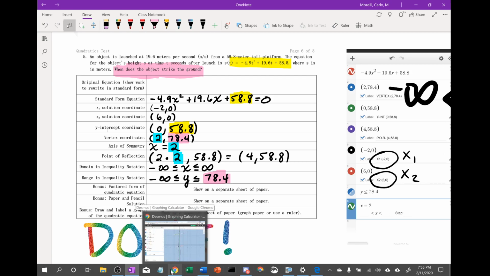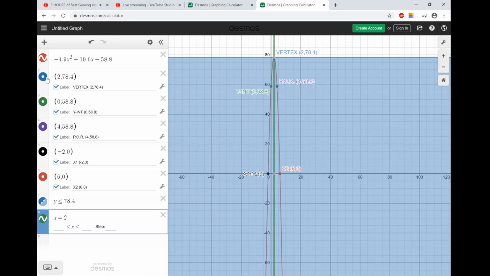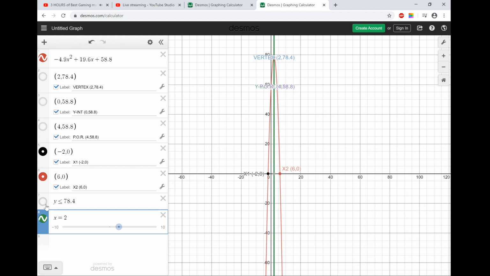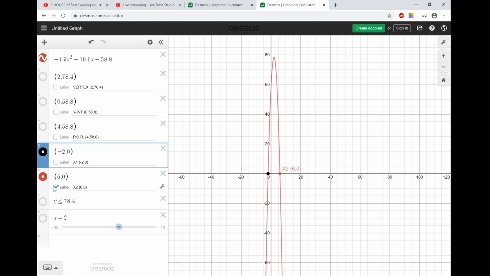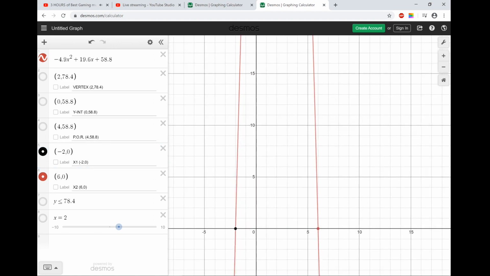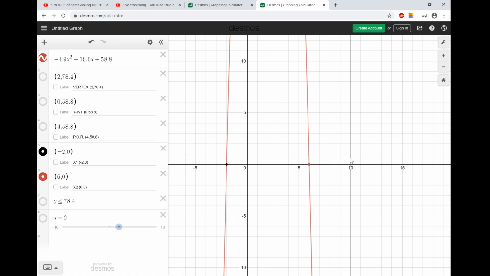Let me go back to Desmos. Gonna turn off all this stuff. Yay, we're done. Oh, hold on, guys. You're not done yet. You have to answer the question. When does it hit the ground? Yeah, that's a question. One more step, guys. It's one of these intercepts.